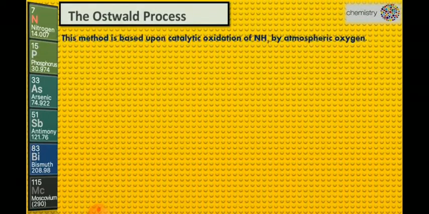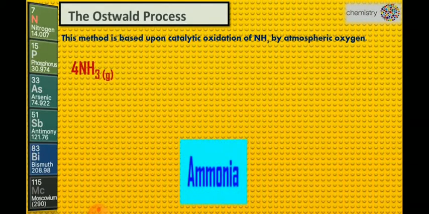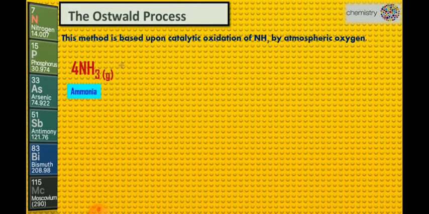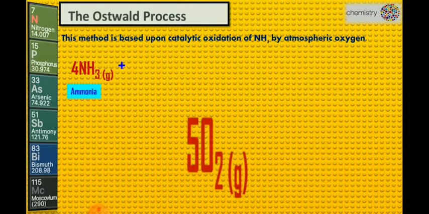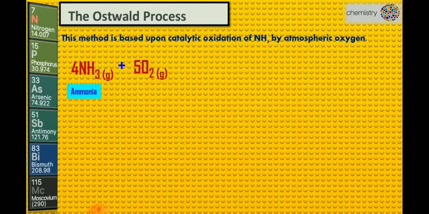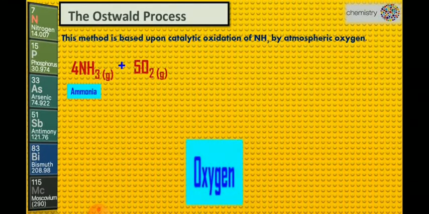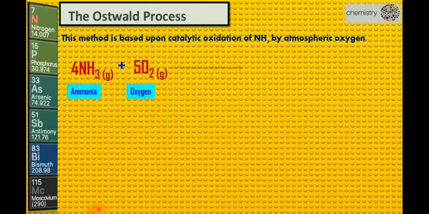This method is actually the catalytic oxidation of NH3, ammonia, by atmospheric oxygen. First, ammonia undergoes oxidation here. We'll see the 3 equations. 4NH3, ammonia, when heated with atmospheric oxygen, 5O2, in the presence of a catalyst.